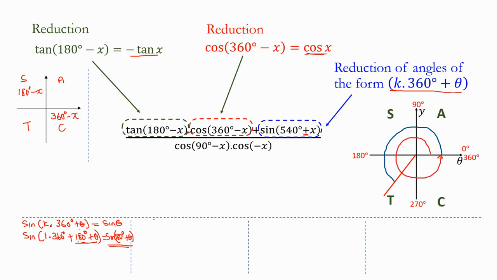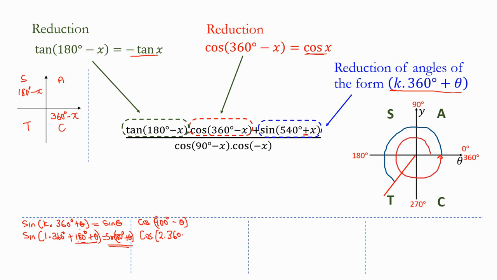Right, let's use another angle and maybe another trigonometric ratio. Let's say we have cos(900 degrees minus theta). If you check here, how many complete 360s can get into 900? There'll be two of them, isn't it? So this is going to be cos(2 times 360, which is 720), isn't it?